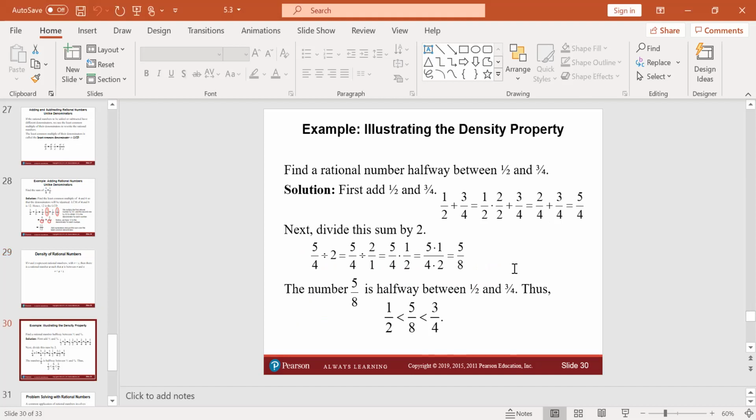So what they do is they say, oh, well, you can always find a number that's between 1/2 and 3/4 in this case. And what you do is you take the average. So let's work this together.